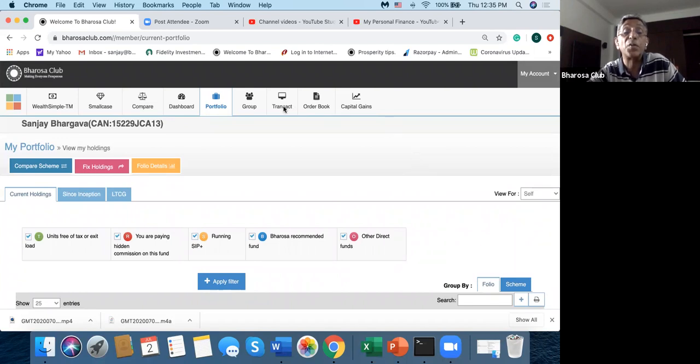And transact we'll cover in a later section. The order book is just something to do with transactions, and not very important.